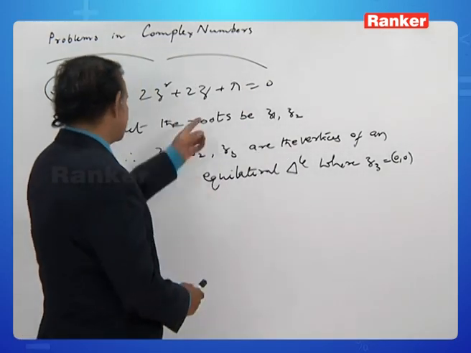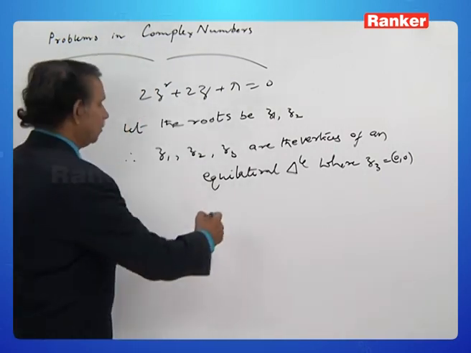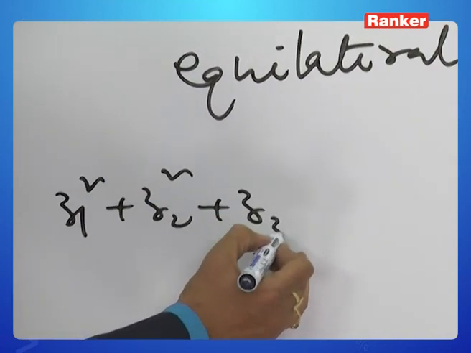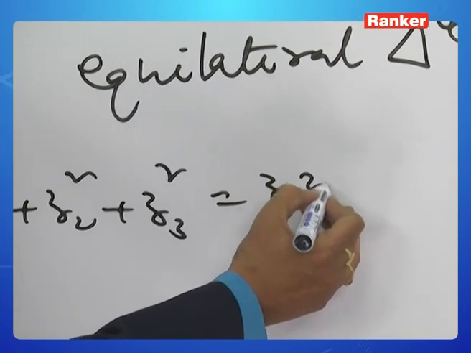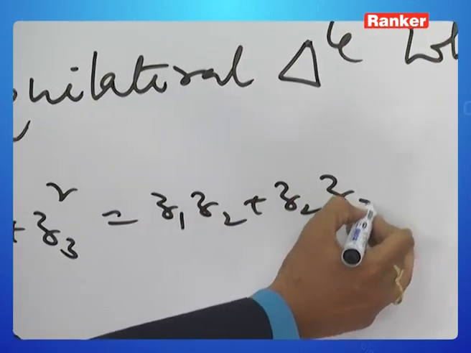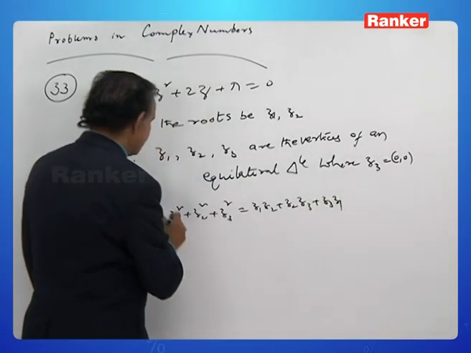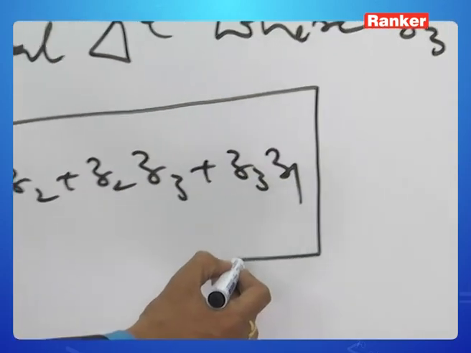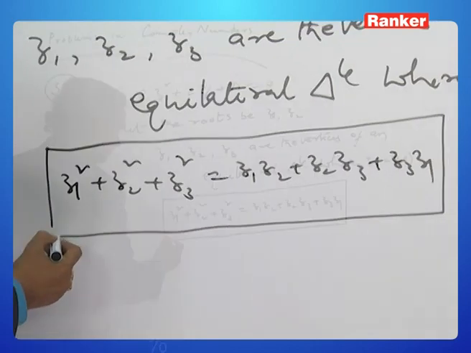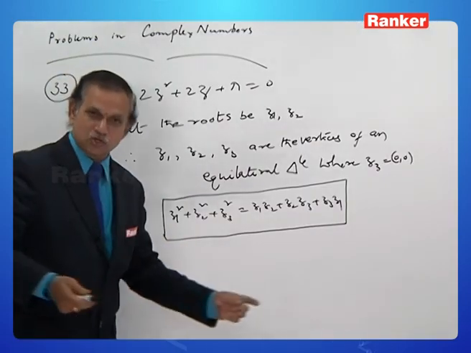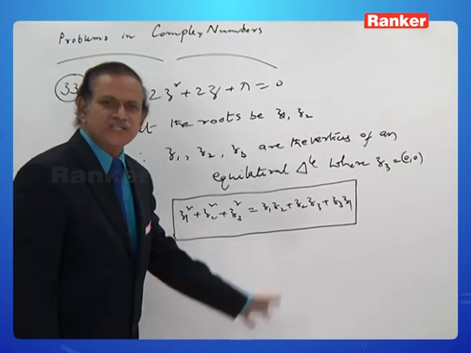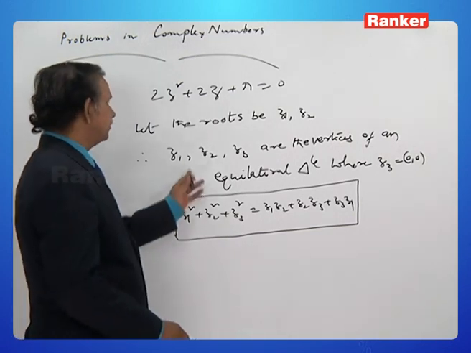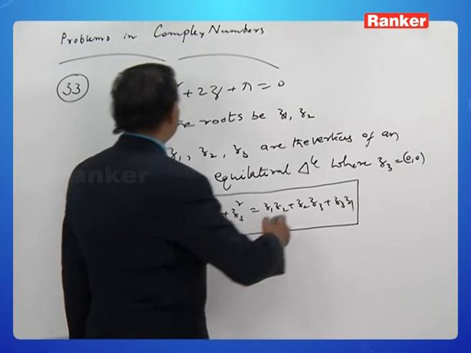Well, from this, we will be having one more thing. What is that? z1 square plus z2 square plus z3 square is equal to z1 z2 plus z2 z3 plus z3 z1. This is the most beautiful property of an equilateral triangle, provided the vertices z1, z2 and z3 are given. You must be able to recollect it, and we are now going to use it here. Yes, let it be kept at one side. What are z1 and z2? Roots of this equation.